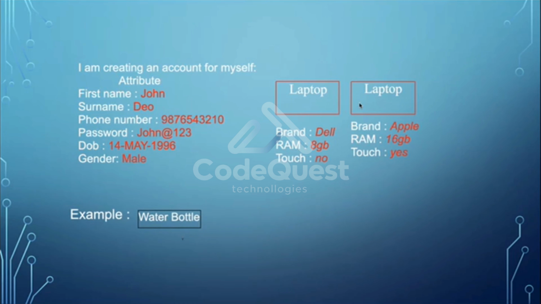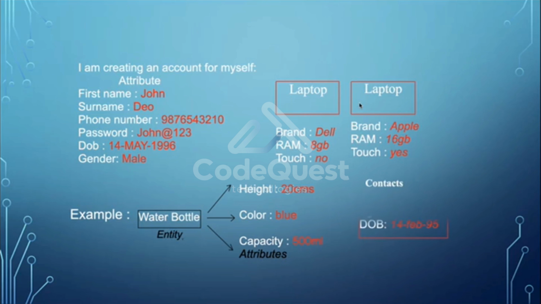Okay, and I would like to give one more example on this, that is a water bottle. So a water bottle is also an entity, or you can say an object. The water bottle is going to have the height of the bottle, color of the bottle, and capacity of the bottle. So these are the attributes. Again, it will have the key and value pair. And when you say contact details of any person, the name, age, date of birth, again it has attributes, that is key and value pairs. The name is Alan, age is 30, date of birth is 14 Feb 95. So this is the key and value pair.